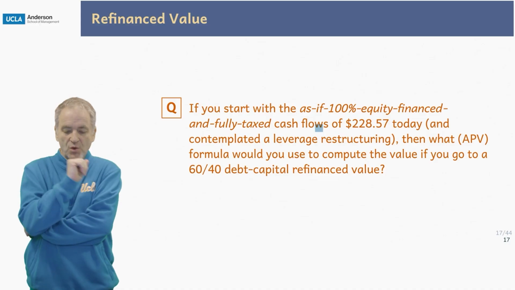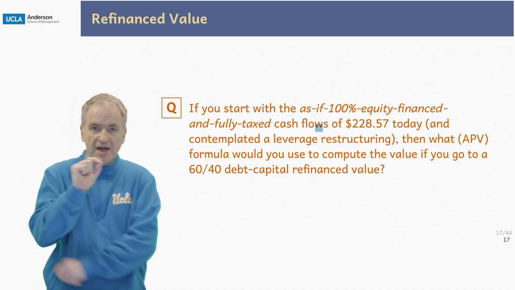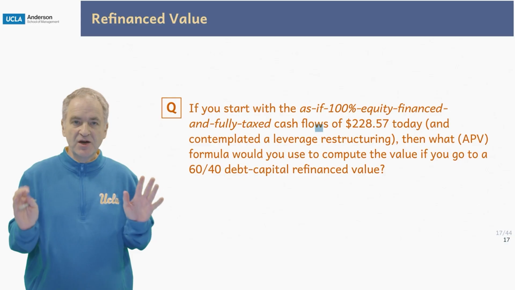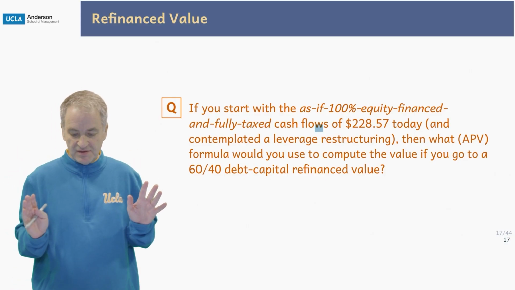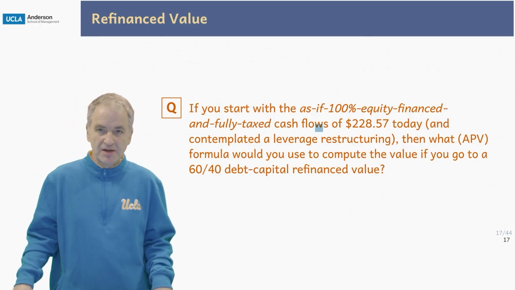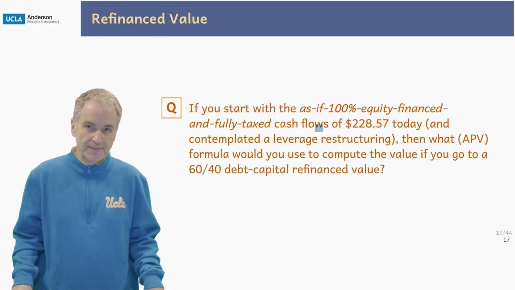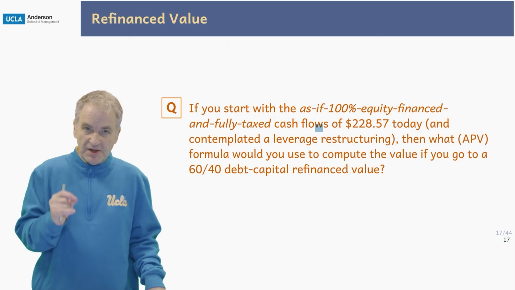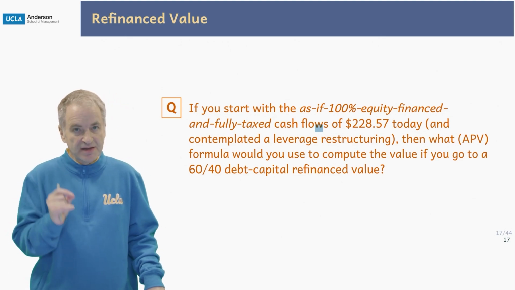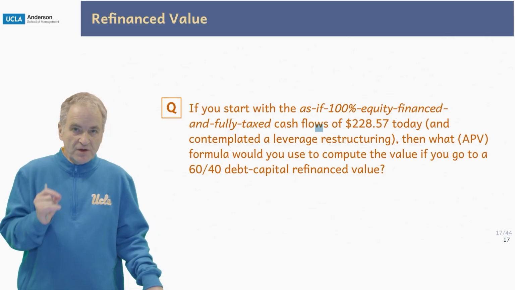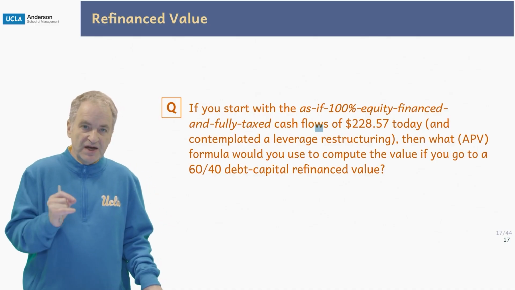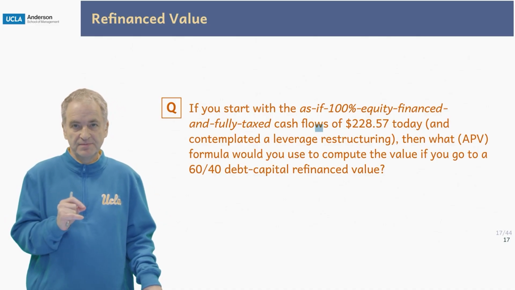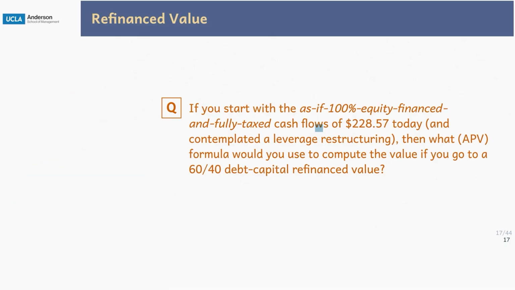Now, what if I start with the as if 100% equity financed and fully taxed cash flows of $228.57 today, and contemplated a leverage restructuring. The leverage restructuring means I'm going to go to a 60-40 debt equity ratio. Then what formula would I use to compute the present value of the firm with a new capital structure? Please pause this video now, answer the question on a piece of paper, and then continue.